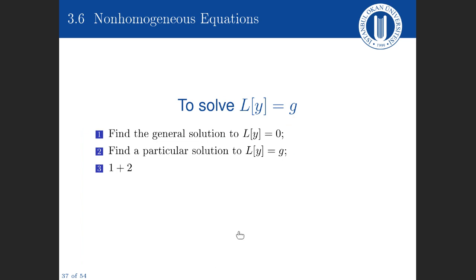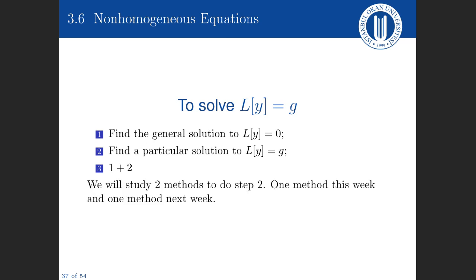Let me summarize. If I want to solve a non-homogeneous equation, L of y is equal to g, we have three steps. Step one, we solve the homogeneous equation corresponding to our differential equation. Step two, we find a particular solution to our differential equation, and then we can add them together. We're going to study two methods to do step two. We're going to study one method this week, and then we're going to study the second method next week.